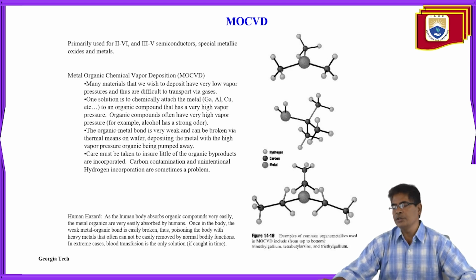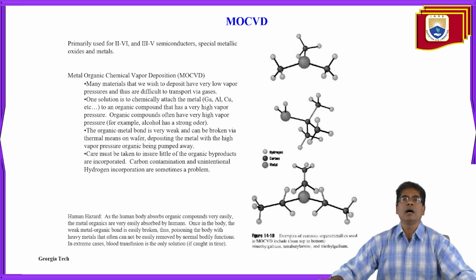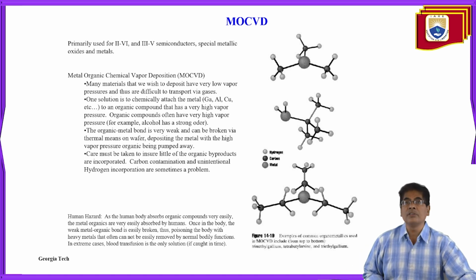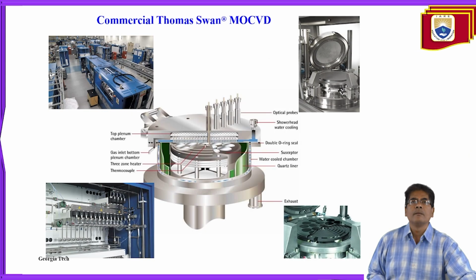Care must be taken to ensure little of the organic byproducts are incorporated. Carbon contamination and unintentional hydrogen incorporation are sometimes a problem. This is primarily used for II-VI and III-V semiconductor specific metallic oxides and materials. So this is what we call metal oxide chemical vapor deposition, where we can deposit.